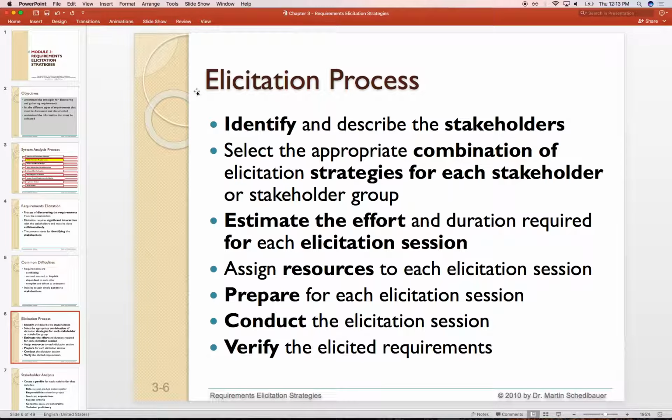Then you conduct the session. Everybody flies back to their respective working lives, and then you need a strategy to verify. Continually go back to them and say, okay, this is what I heard from you. Is this really what you meant? And verify those requirements. So this is very, very expensive. This could be extremely expensive.